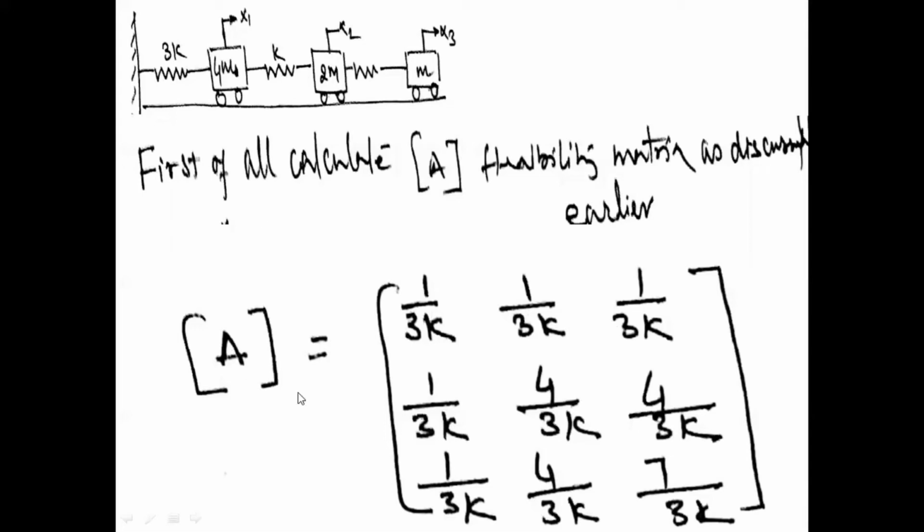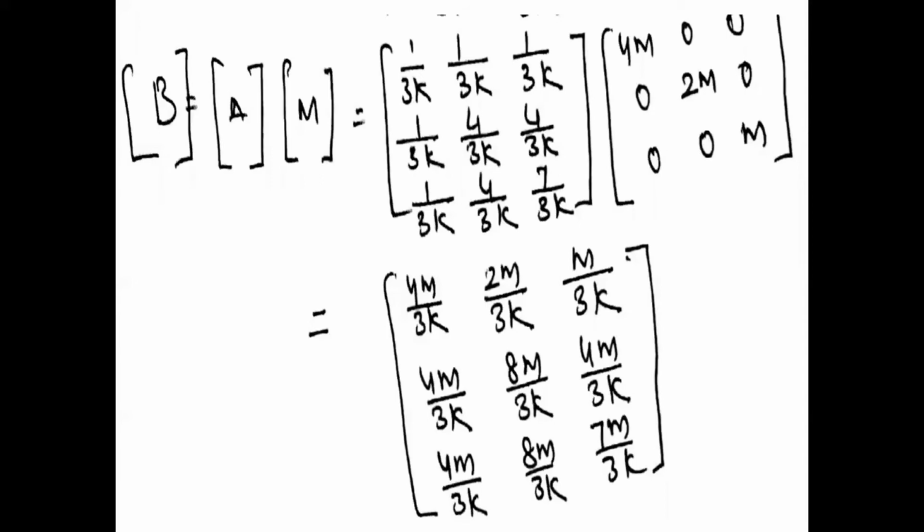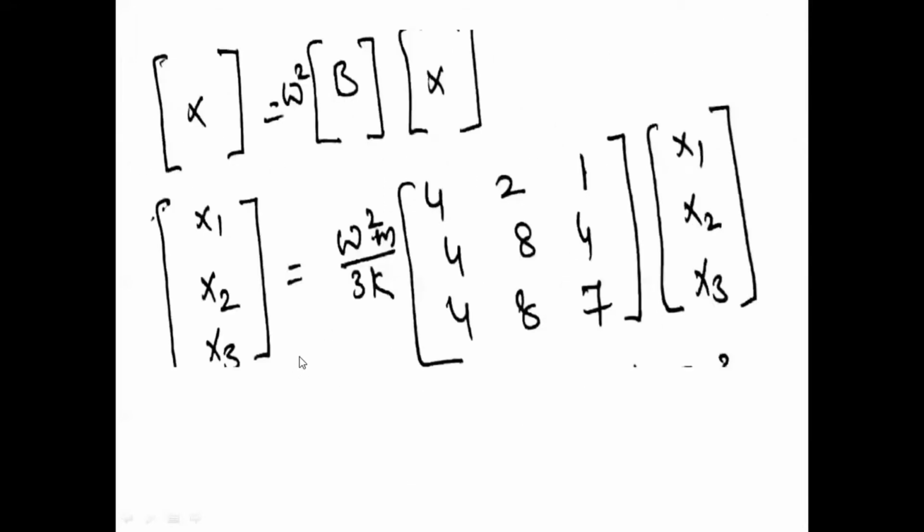Once you have calculated the flexibility matrix, the mass matrix is in the form of 4m 0 0, first mass, second mass 0 2m 0, and the third mass 0 0 m. By multiplying these two matrices, you will get the new matrix B. Now putting the value of B in the governing equation, you take out a few common terms as m and 3k, so the remaining elements form the B matrix.